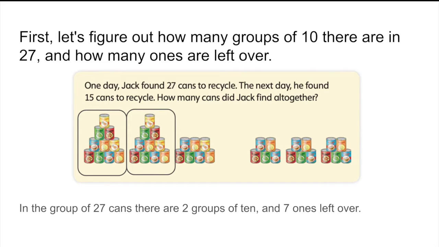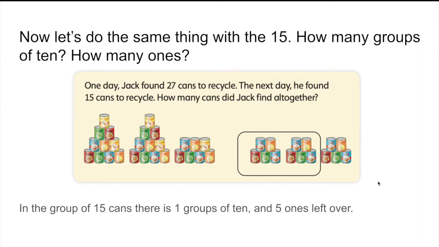Now the first step is let's figure out how many groups of 10 there are in 27 and how many ones are left over. Down here I circled the groups of 10. There are 2 groups of 10 in the number 27. And then there's 7 single cans, 7 ones left over. We're going to do the same thing with the 15 now. How many groups of 10 and how many ones? In 15, there's 1 group of 10 right here. There's 5 ones left over.